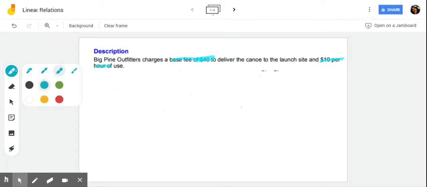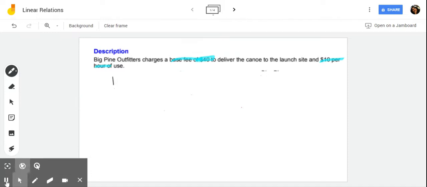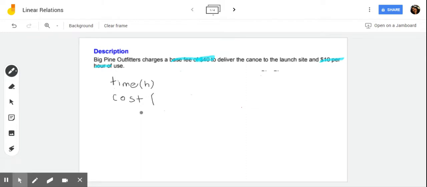So one variable we are using in this example is time, right? How many hours are we renting the canoe? So time is one variable, and we're measuring time in hours. The second variable we're looking at is the cost. How much does it cost to rent this canoe? And our cost is being measured in dollars.